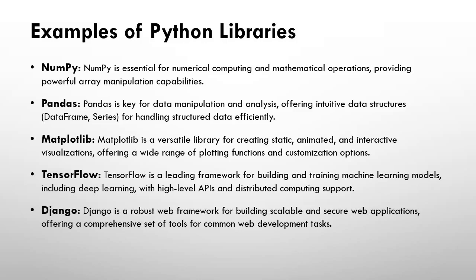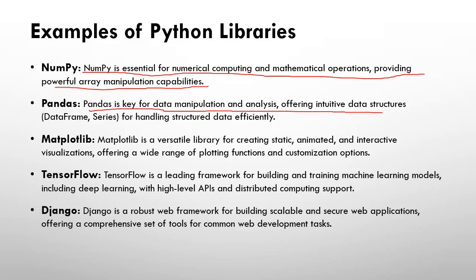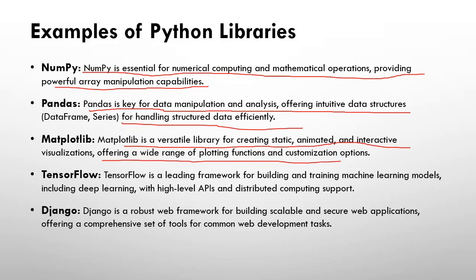Examples of Python libraries, starting with NumPy. NumPy is essentially for numerical computing and mathematical operations, providing powerful array manipulation capabilities. Pandas. Pandas is key for data manipulation and analysis, offering intuitive data structures for handling structured data efficiently. Matplotlib is a versatile library for creating static, animated, and interactive visualizations, offering a wide range of plotting functions and customization options.